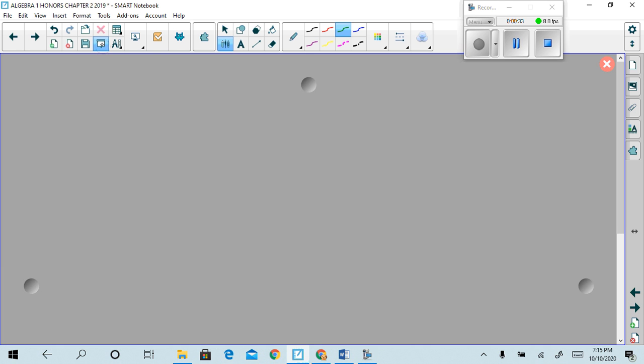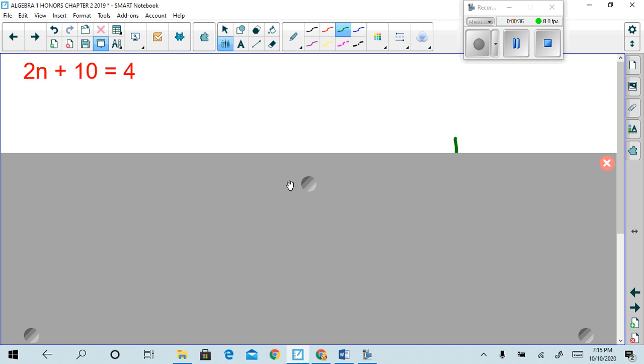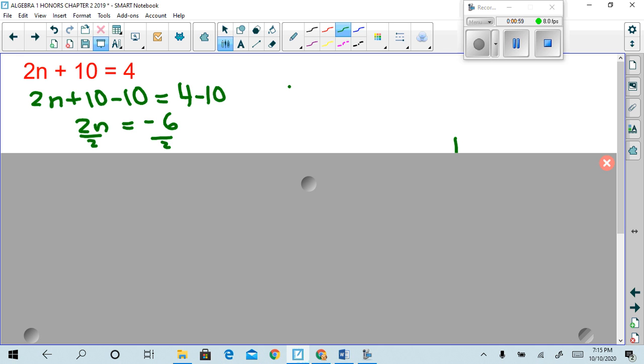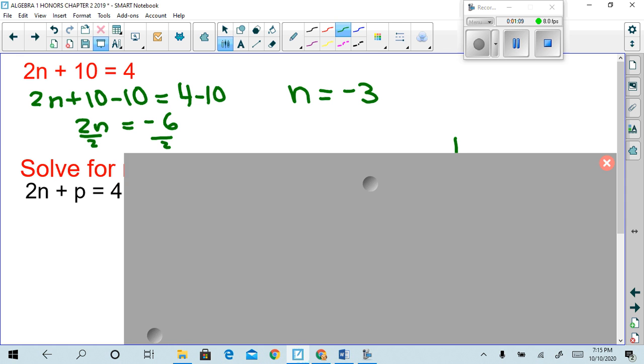So let's start with something you know how to do. You know how to solve an equation for a variable when it's in one variable format. You would first subtract 10 on both sides. That will then simplify to 2n is equal to negative 6. And you would divide by 2 on both sides, and your final answer would be n is equal to negative 3. That's easy.